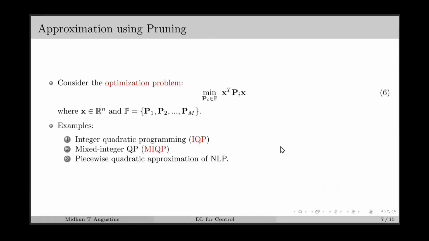One of the simplest ways is to approximate it using a piecewise quadratic function, where we have a set of positive definite matrices P1, P2 till Pm. And here we can find the optimal matrix which minimizes this quadratic function. Here we have only a finite number of possibilities for the matrix P. And such problems occur in integer quadratic programming, mixed integer quadratic programming, and piecewise quadratic approximation for nonlinear programming. In such cases, the idea of pruning can be used for reducing the size of this particular set.